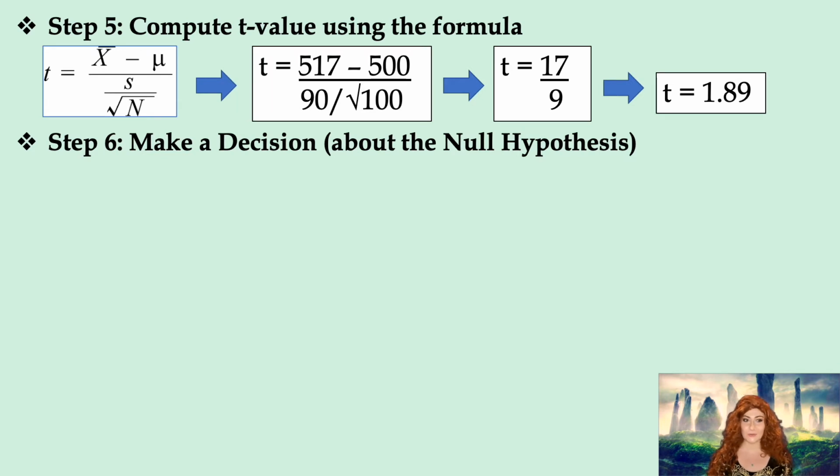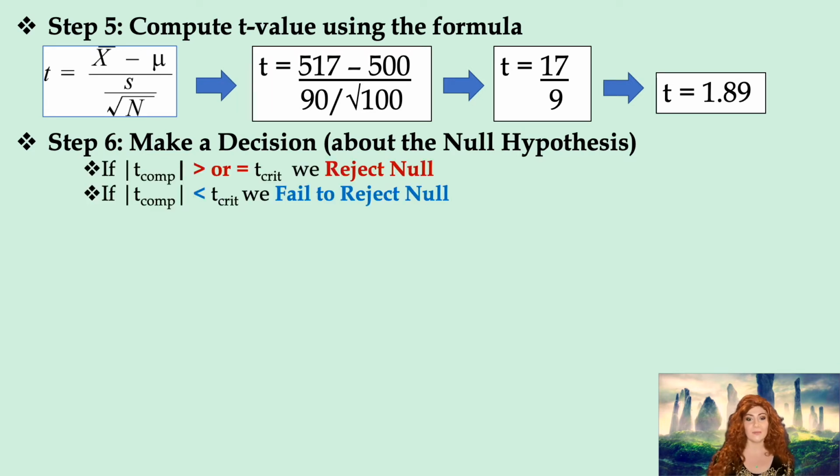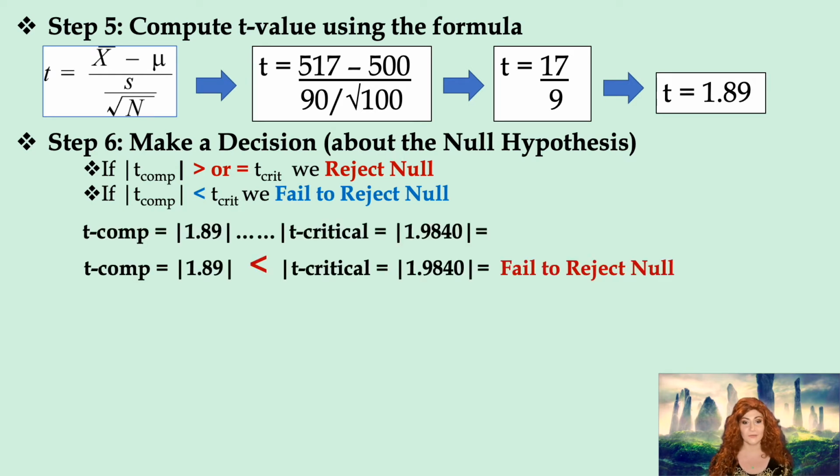Step 6 is to make a decision about the null hypothesis. So as a quick reminder, if the t computed value we've calculated, in our case is 1.89, is greater than or equal to our t critical value, we're going to reject the null. If our t computed value is less than the t critical value, then we fail to reject the null. So let's pull those values in and see what we got.